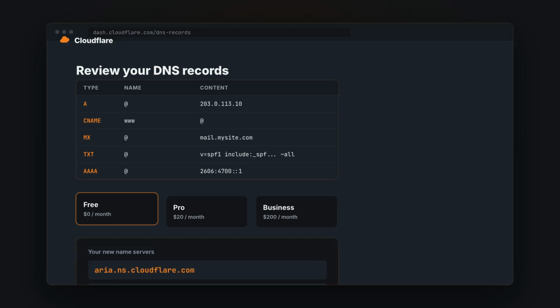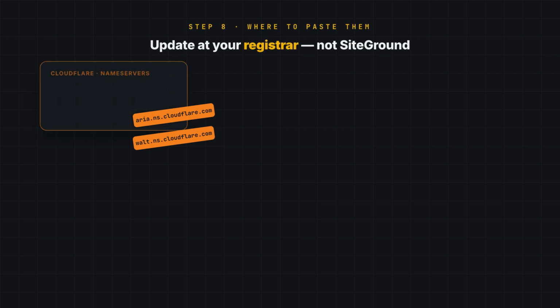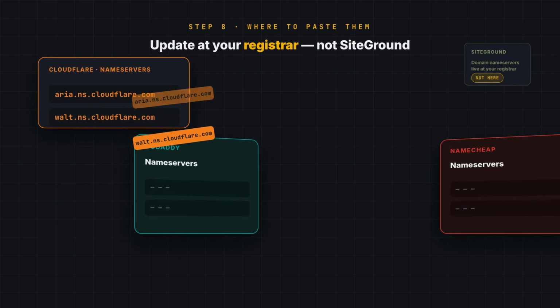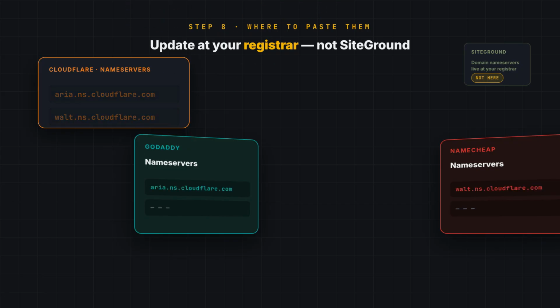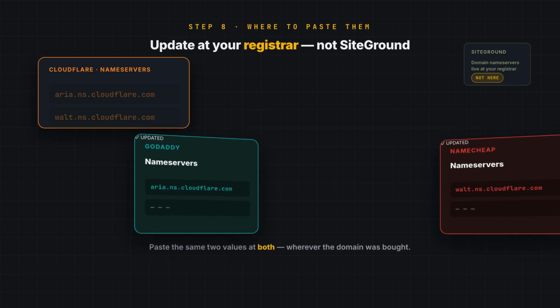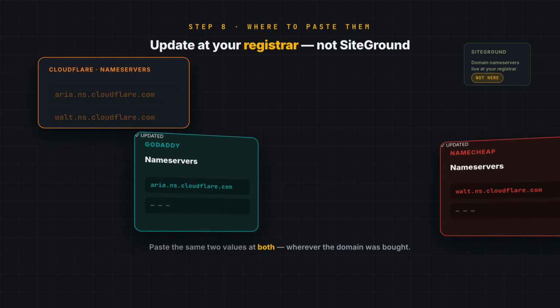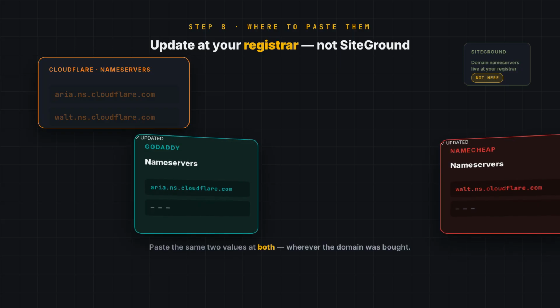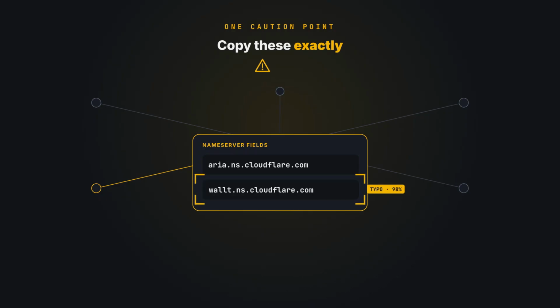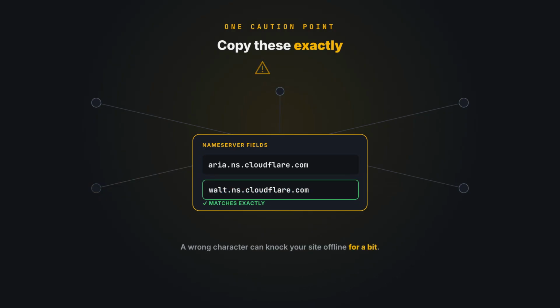After that, pick the free plan unless you know you need more, and Cloudflare will give you 2 name servers to use. Now here's the part that needs a little extra care. You'll take those name servers and update them wherever you originally registered your domain, not inside Siteground. This is your one caution point for today. Name server changes affect your entire domain's routing, so double check you've copied them exactly before saving, since a typo here can knock your site offline for a bit while it sorts itself out.